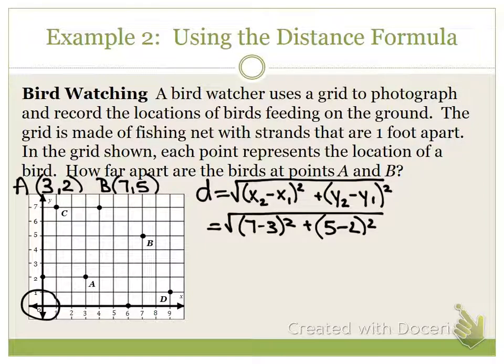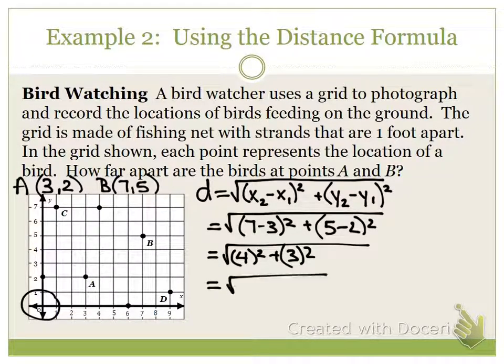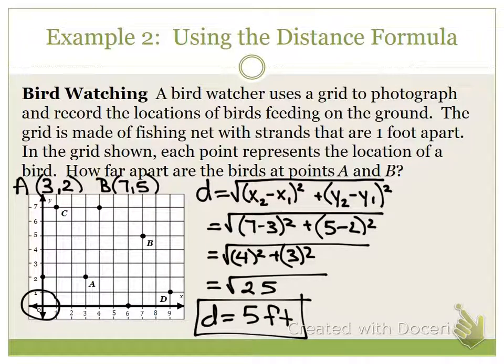Okay, so that's going to be the square root of 4 squared plus 3 squared. This is actually going to be the same answer, just a different setup. Square root of 25. So D equals 5 again. 5 what? Yep, 5 feet. So I found all that out by using the distance formula.